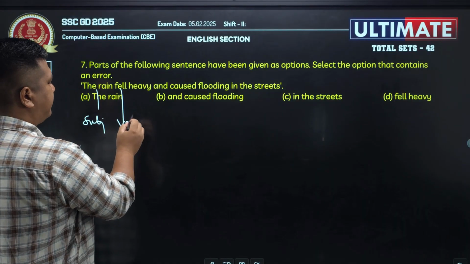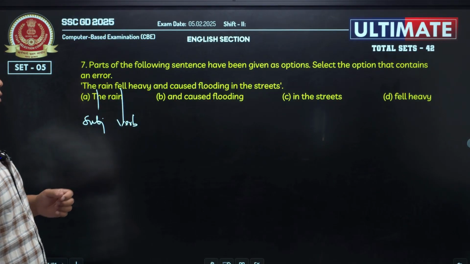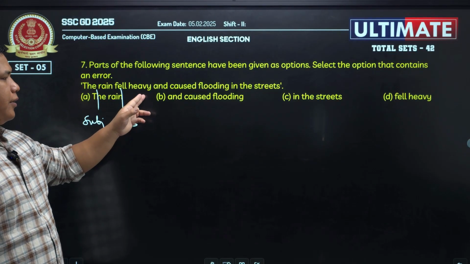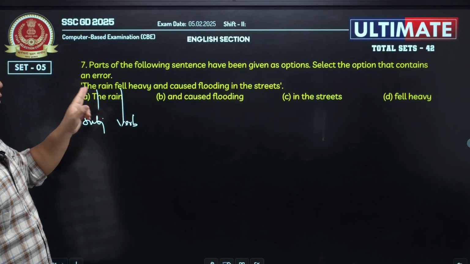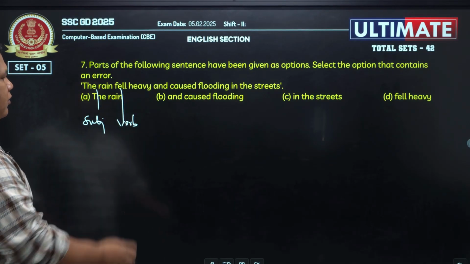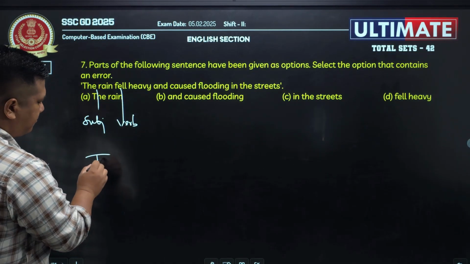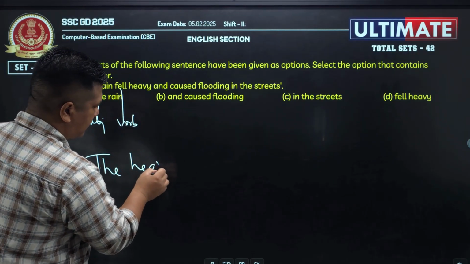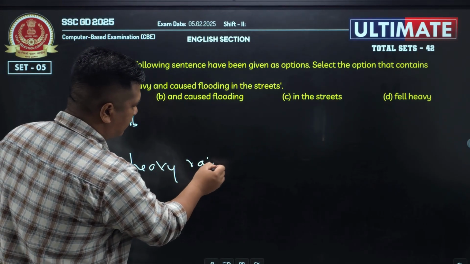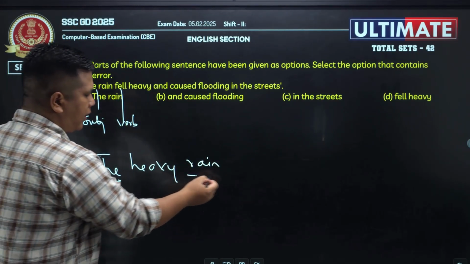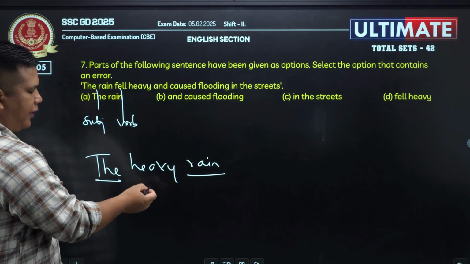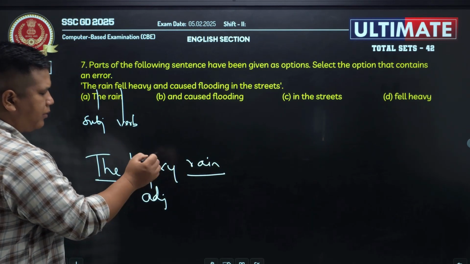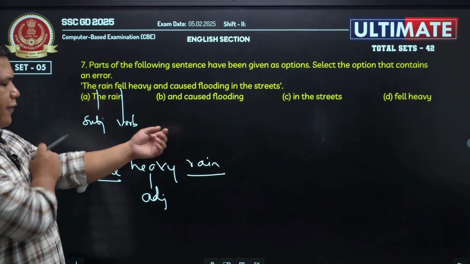Fell. Verb. Then look at the word heavy. What is heavy describing? The rain fell heavy. The heavy rain. So heavy is describing the noun rain. What kind of rain? The heavy rain, heavy adjective.